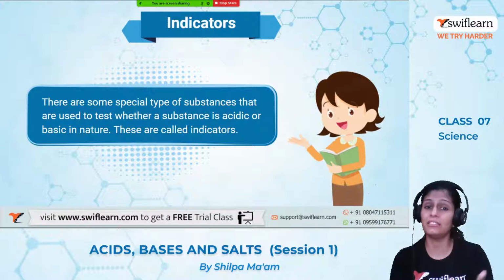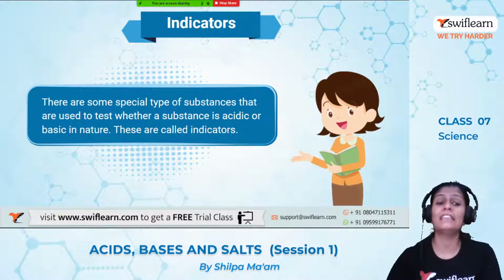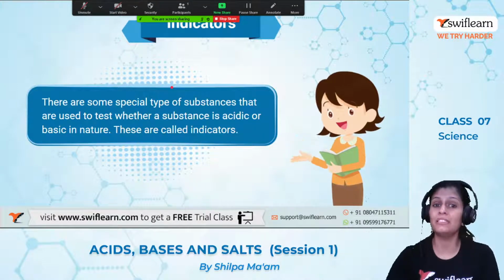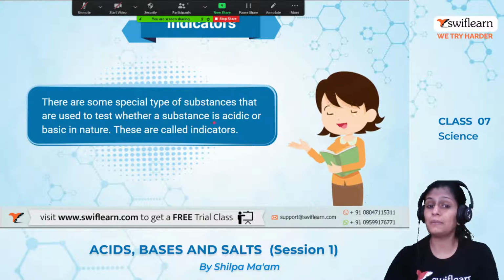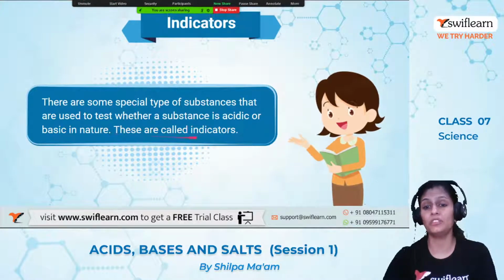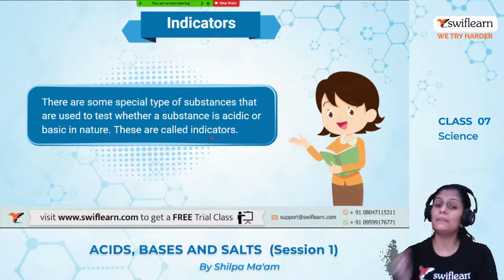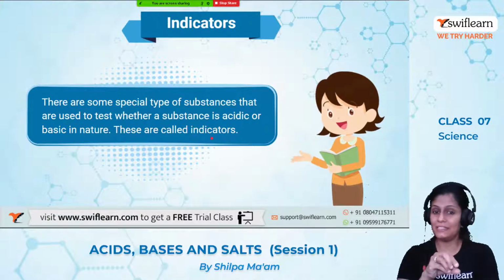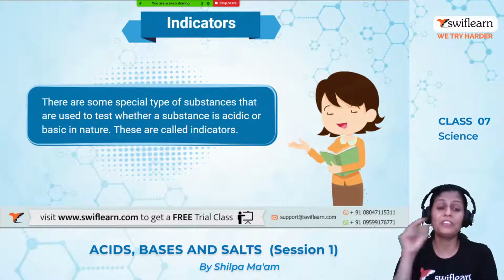If we cannot taste it, we cannot touch it. That is, they are the special type of substances that are used to test whether a substance is acidic or basic in nature. These are called indicators. A substance is acidic if it has acid in it. A substance is basic if it has base in it.